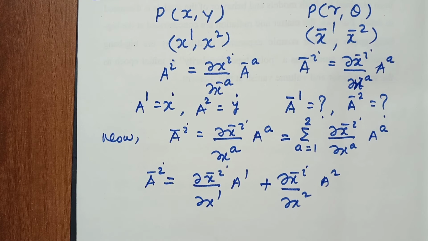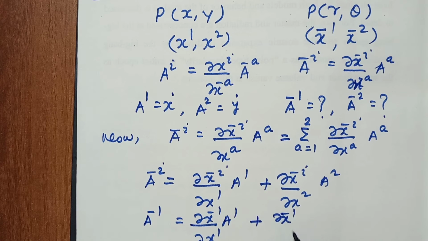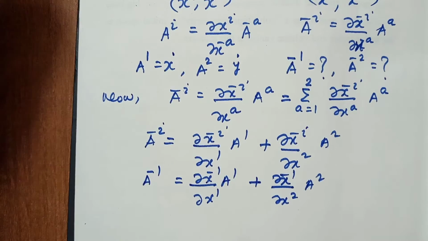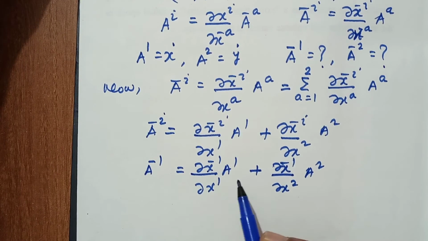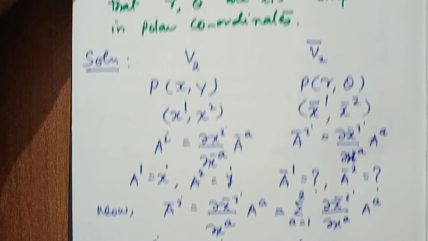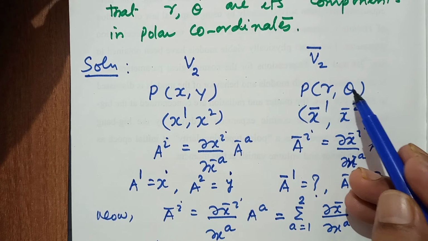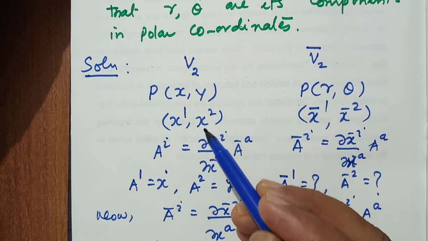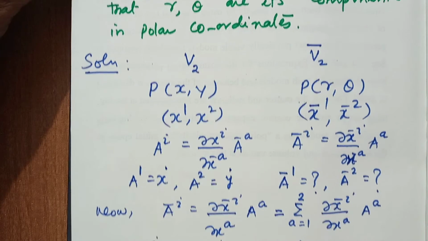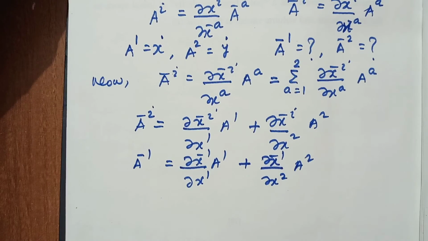First we put i equal to 1. So A bar 1 is equal to del x bar 1 upon del x1, A1, plus del x bar 1 upon del x2, A2. Now what is x bar 1? x bar 1 is nothing but r, x bar 2 is theta, x1 is x, x2 is y. So now we substitute the values of these things.